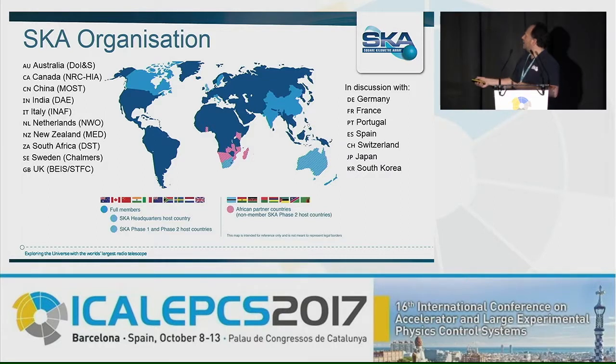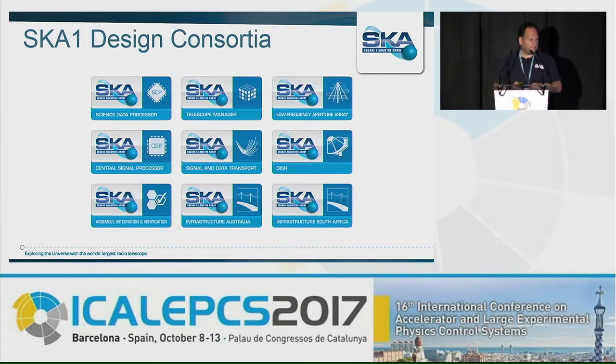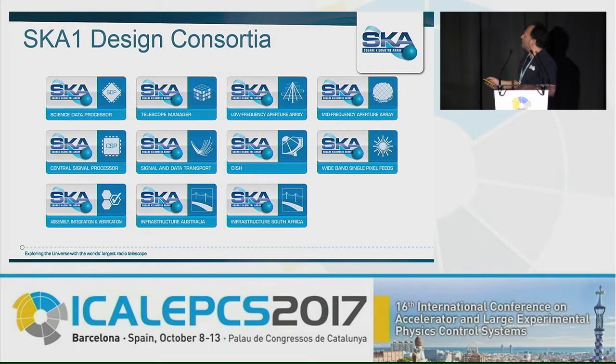And what you can see here is the partner countries where we will have SKA1 mid stations for SKA2 when we go to the longer baselines. And we're in the process of becoming an intergovernmental organization for reasons that I will explain later. So these are the design consortia that we have, currently 9 of them, the infrastructures, and the control system is what we call the telescope manager. We have 2 additional consortia for what we call the advanced instrumentation program that we hope that we can put into place when we go to the SKA's phase 2.